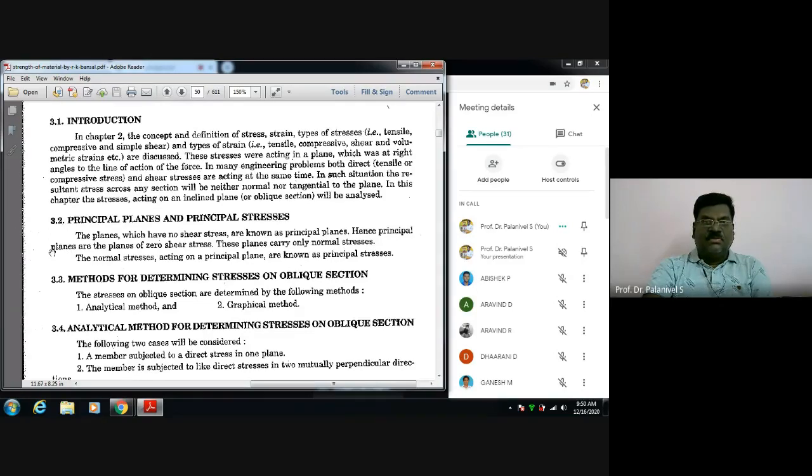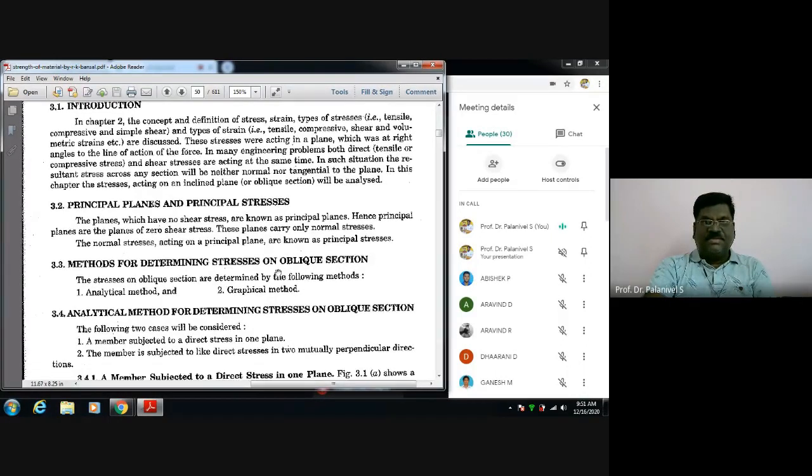Okay. Now, what is meant by principal planes? Planes which have no shear stress are known as principal planes. Hence, principal planes are the planes of zero shear stress. These planes carry only normal stresses. The normal stresses acting on a principal plane are known as principal stresses. Beautiful explanation, in very simple, lucid language. Very good.